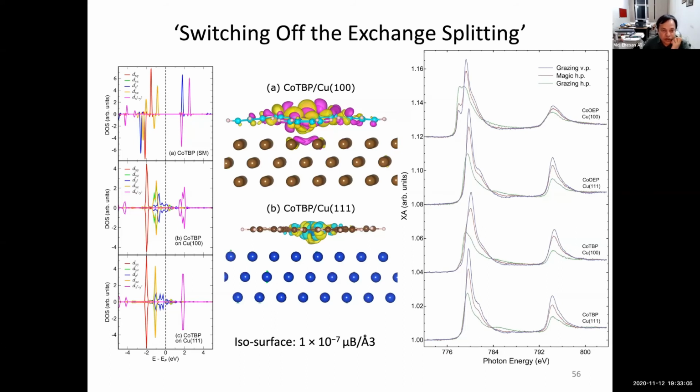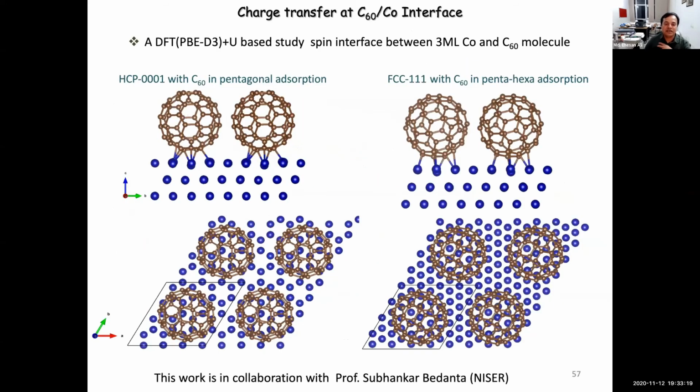So in all these cases, all the interface cases that I discussed so far, both were having magnetic properties. Now here is a work that I'm doing with Professor Vedanta from NISER, an organizer of this talk.